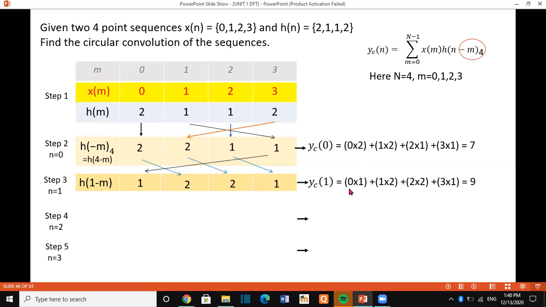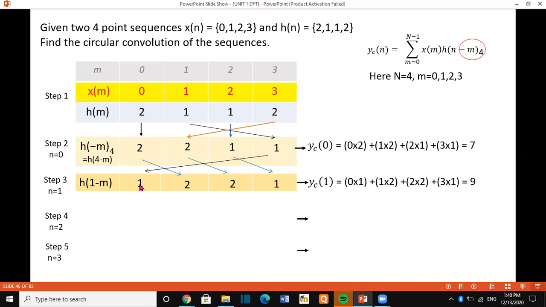Again, what we get is we have to find out yc for n equal to 1 now. We have already found out for n equal to 0. Now we are finding out for yc, so put n equal to 1 over here. So what you will get, yc of 1 is equal to x of m multiplied by h of 1 minus m modulo 4. Okay. So again, we have to multiply x of m, but now we are going to multiply with h of 1 minus m, okay, not h of minus m. So you are going to multiply this sample with this sample, okay.